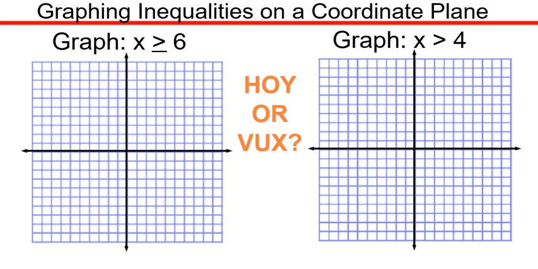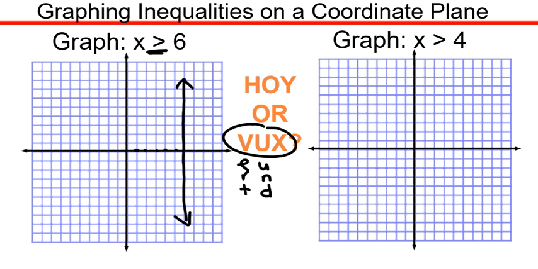All right, this is a VUX, right? Because it has an x. So x is greater than or equal to 6. So VUX stands for vertical, undefined slope, and the equation is going to have x equals or x with an inequality symbol. So this one's going to go through the x-axis at 6. 1, 2, 3, 4, 5, 6. And I'm going to have a solid line. So a solid line going through the x-axis at 6.